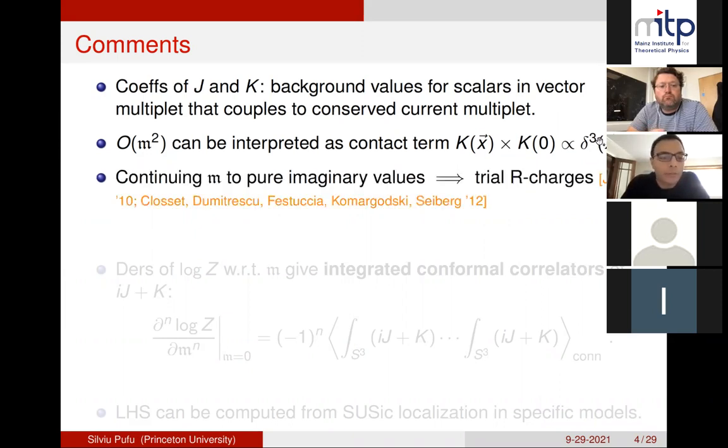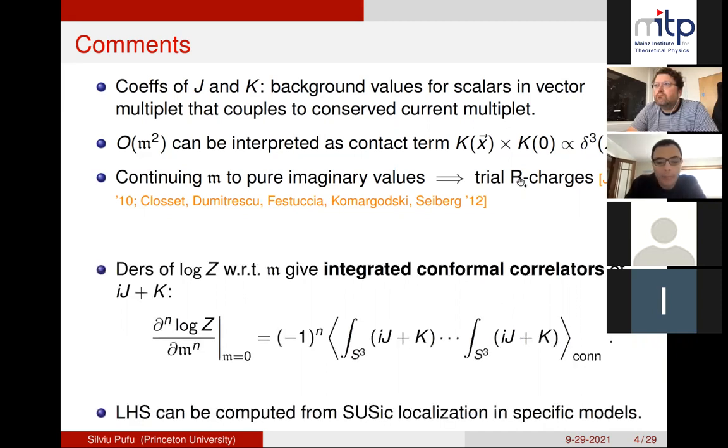And another comment that I wanted to make is that if one continues this parameter M to pure imaginary values, this would lead to the trial R-charges that are used in the F-maximization procedure. So that's the connection to that, but I will not use this fact or say more about it. But this perspective shows that if we then take derivatives with respect to this parameter m of the log of the partition function, then we get correlation functions of these operators iJ plus K integrated over the sphere. So these are integrated correlators.